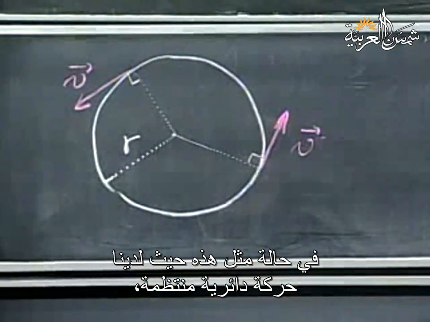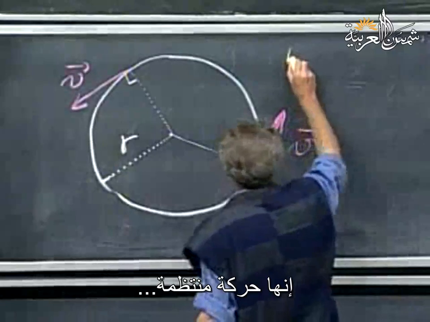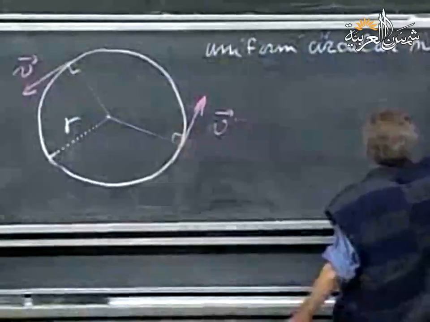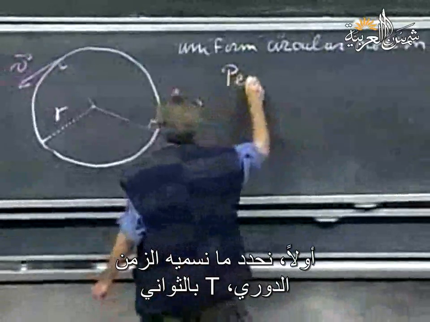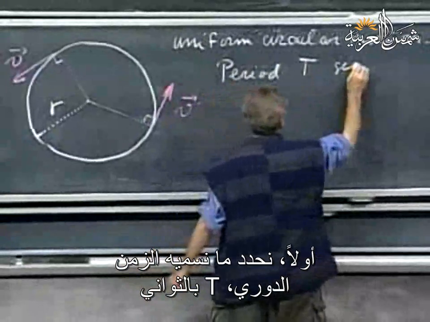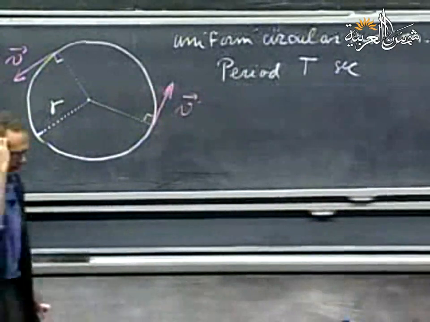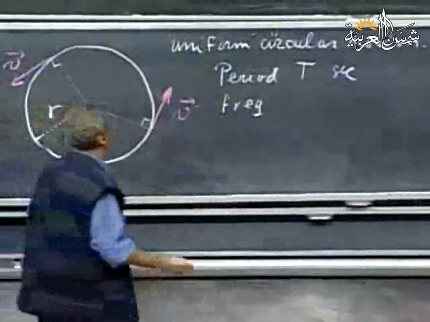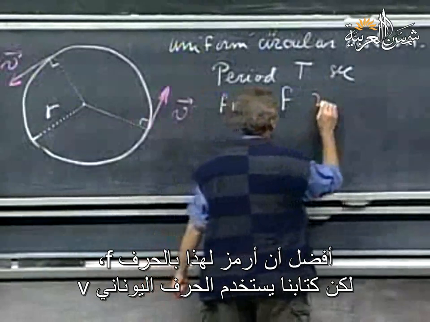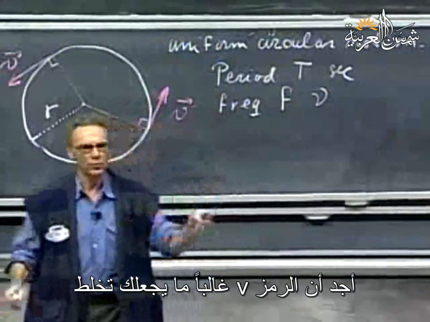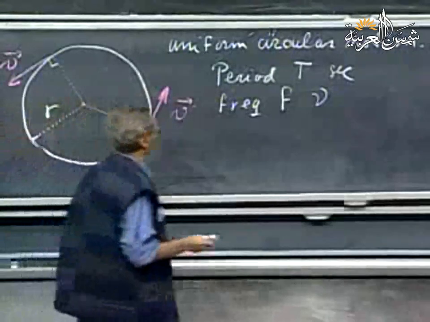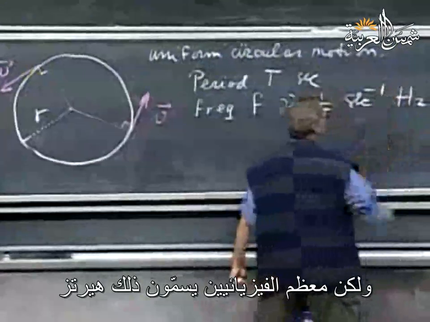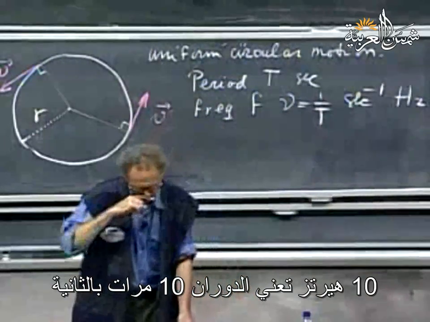In a situation like this, where we have uniform circular motion, we first identify what we call the period, T, in seconds. That's the time to go around. Then we identify what we call the frequency. That is how many times it goes around per second. I prefer the letter f, but our book uses the Greek letter nu. I find the nu often very confusing with the v of velocity, and that's why I prefer the f. It is 1 over T, and so the units are seconds to the minus 1, but most physicists would call that hertz. 10 hertz means to go 10 times around per second.